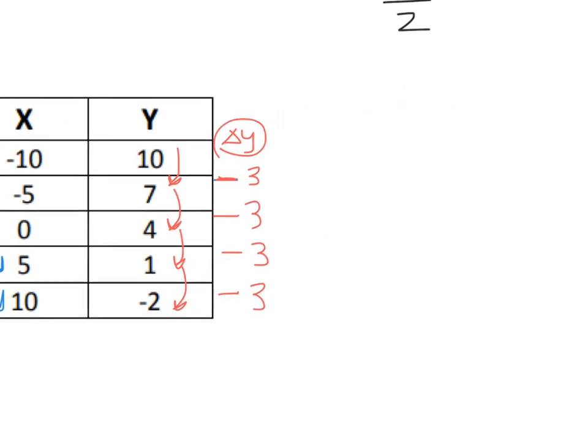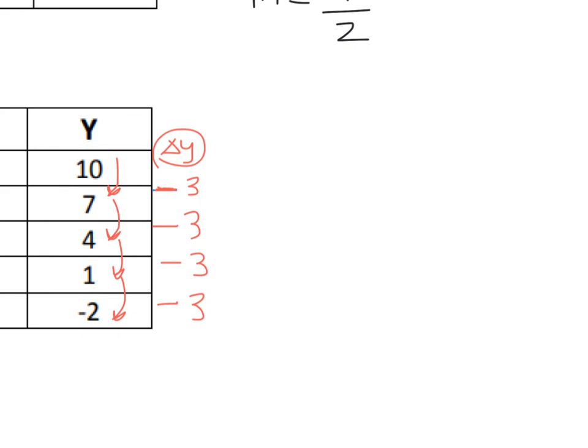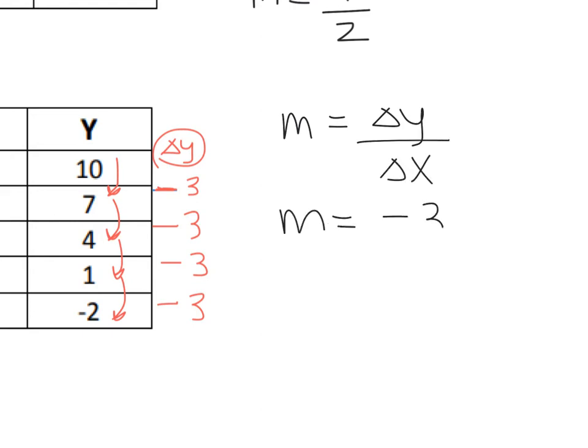If I take those numbers now and plug them into my slope formula, which is m equals delta y divided by delta x, my delta y is -3, and my delta x is +5. So negative 3 over 5 as a fraction does not reduce into lowest terms, so our answer is just going to stay as negative 3 over 5.